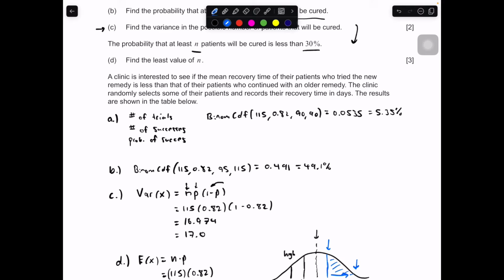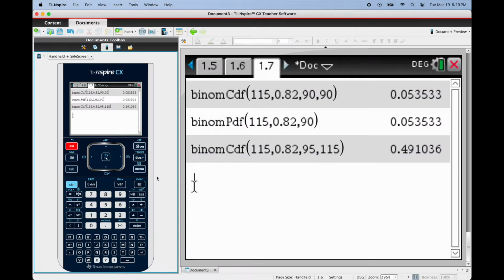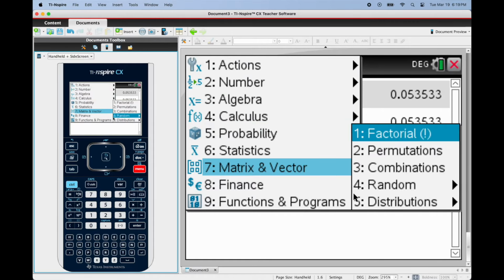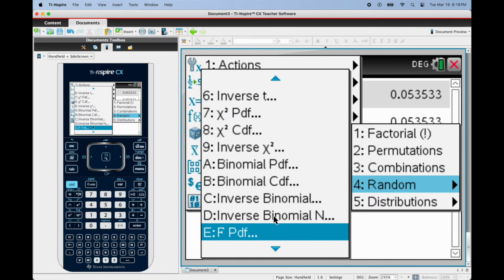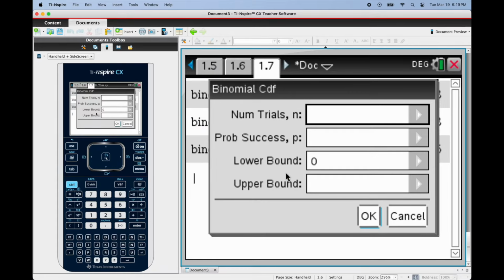This question is kind of funny because I don't believe there is a way to do it without a kind of guess and check and, to be honest, a little intuition. So let's go back to the calculator. Here we go. Probability distributions. And let's go to BinomCdf. We have 115 trials. We have a probability of success of 0.82. And we know that the expected number of patients to be cured is 94.3.